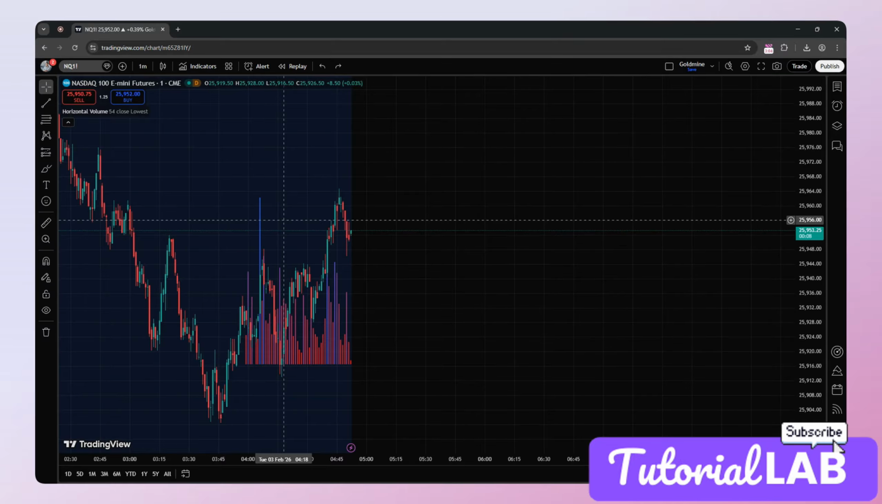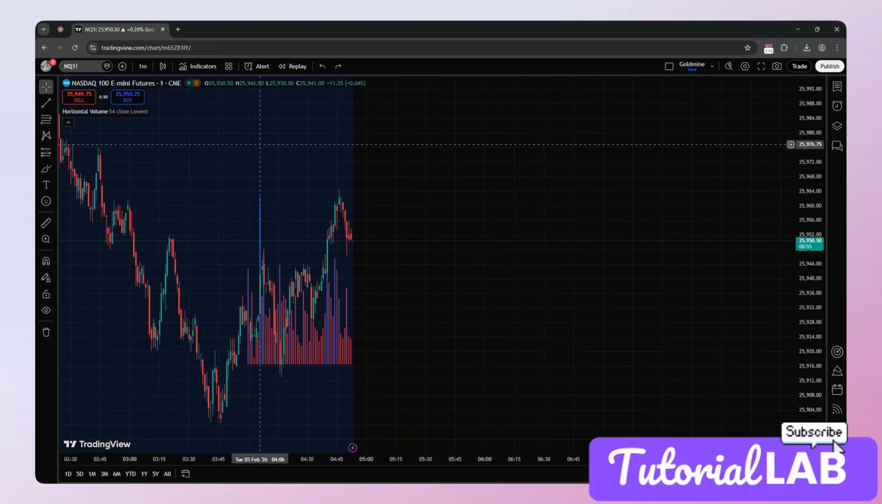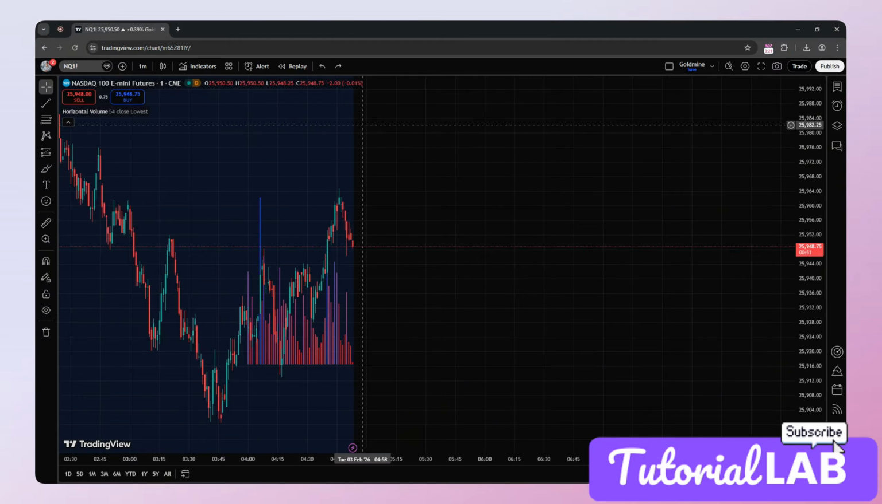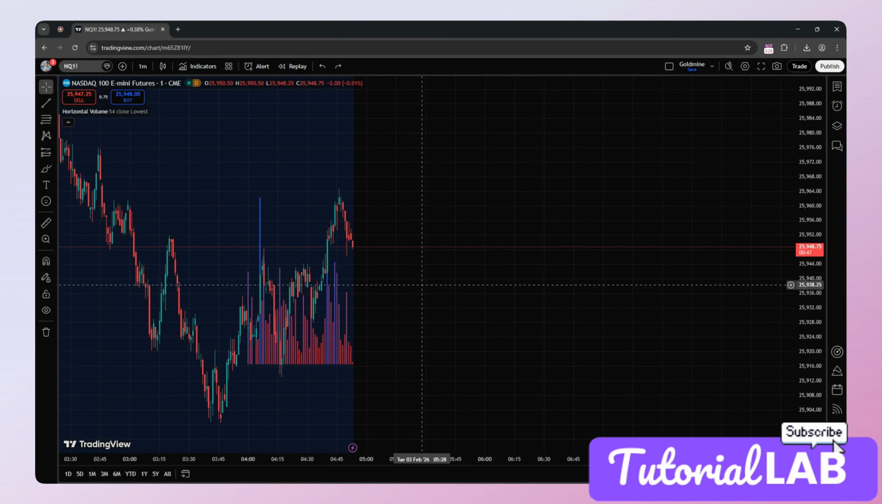Finally, let's not forget candlestick patterns. Reversal patterns like hammers, shooting stars, engulfing candles, or doji candles are excellent signals when combined with the tools we just discussed. For example, a hammer at a high volume support zone can signal a strong entry opportunity.